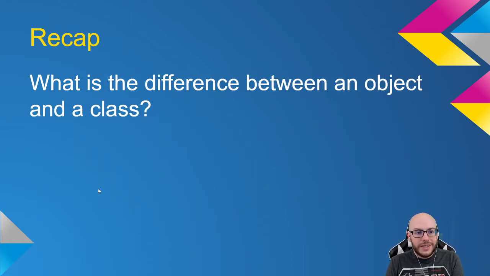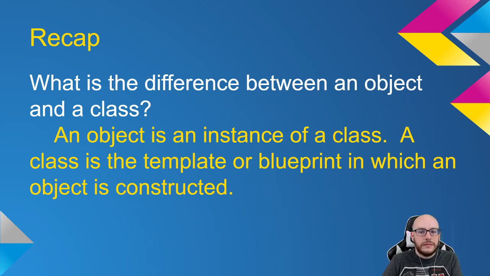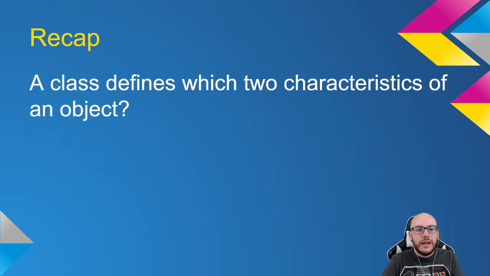What is the difference between an object and a class? Ooh, this one's hard. It's probably easiest to answer this by saying what a class is. A class is the template or blueprint from which an object is created. Think your cookie cutter. Whereas an object is the thing that is actually created. We would say that an object is an instance of a class, right? When I make a little gingerbread man cookie, it is an instance of that cookie cutter. A class defines which two characteristics of an object? That's going to be the state and the behaviors.